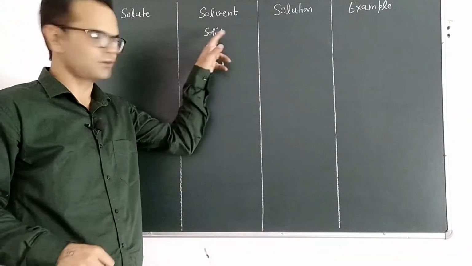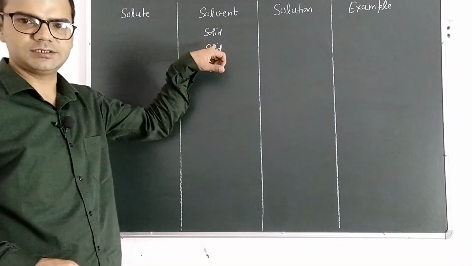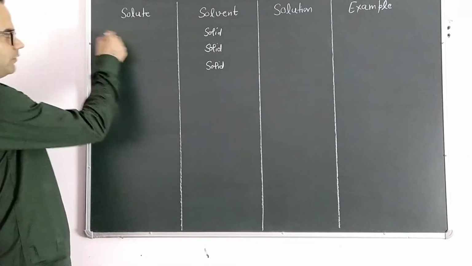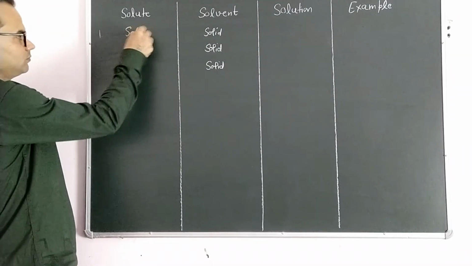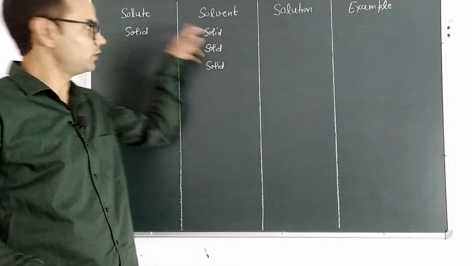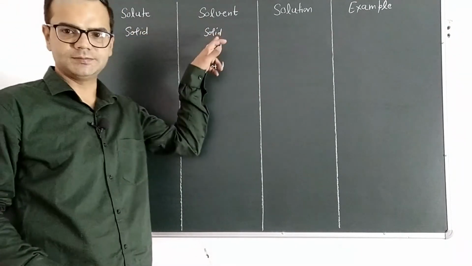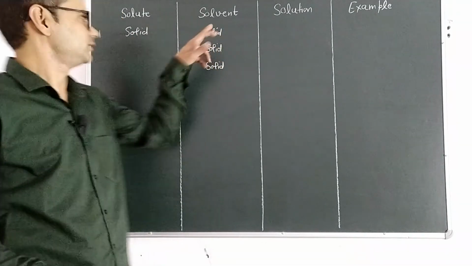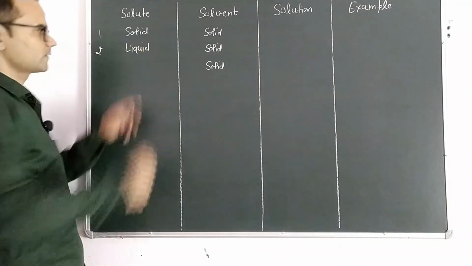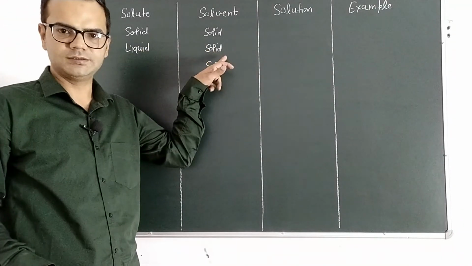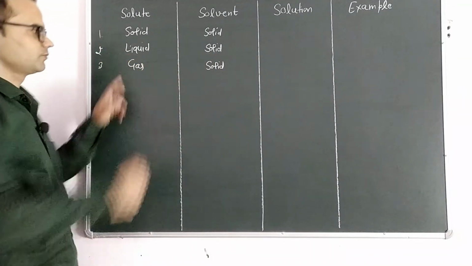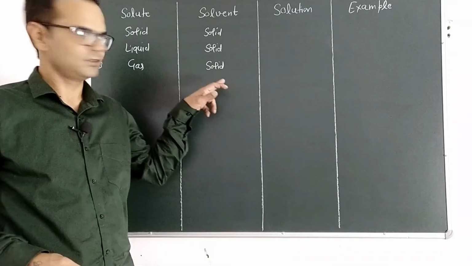We have solid solvent. We will mix solid in solid, liquid in solid and gas in solid. So the first solution will be a solution of solid in solid, where a solid solute is added in a solid solvent. The next solution will be a solution of liquid in a solid. The third solution will be a solution of gas in a solid.